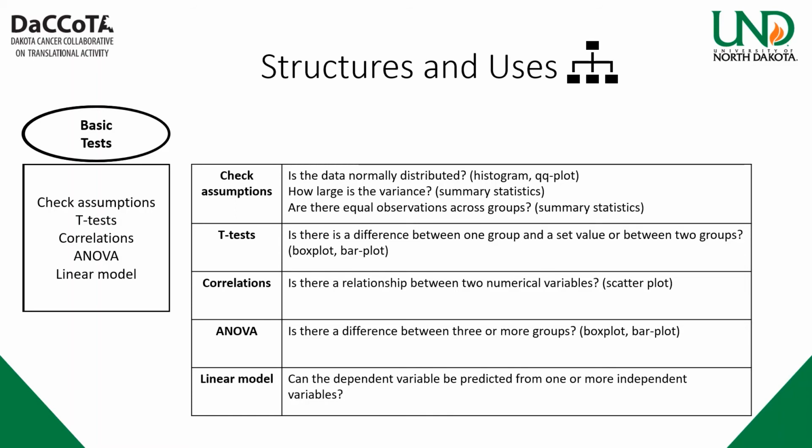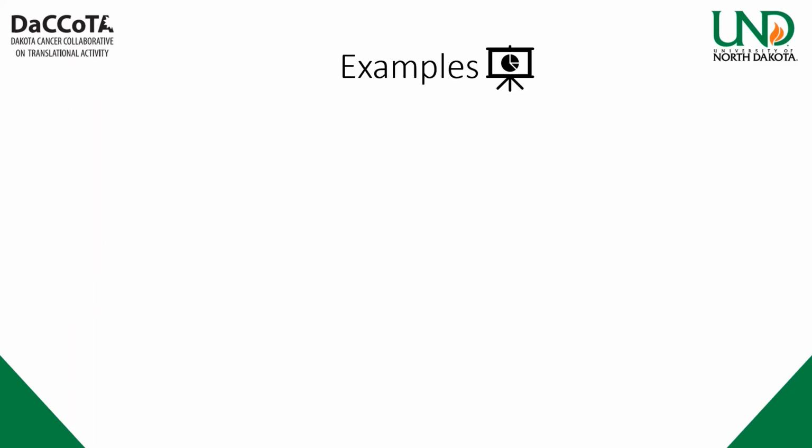Correlations: is there a relationship between 2 numerical variables? That would be a scatter plot result. ANOVA is sort of like the t-test, only a little more advanced. You can ask if there's a difference between 3 or more groups. And again, a box or bar plot shows the results. The more general test we would call a linear model, which is really asking, can the dependent variable be predicted from one or more independent variables? It's a more general case of a lot of these tests. Okay, let's look at some real-world examples.